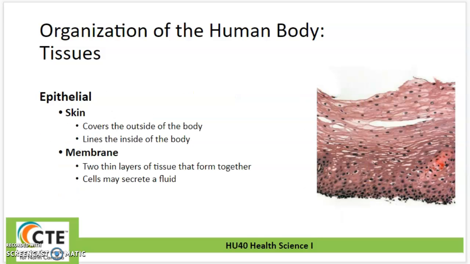So if we first look at the epithelial tissue, we're looking at the skin. All right, that's the easiest example. If we think about our skin, it covers our whole body, and there's also some linings on the inside of the body. The epithelial tissue in the skin is 2 layers that make a membrane, and some of these cells might secrete a fluid. For example, if you're sweating, moisture might come out, or oil.